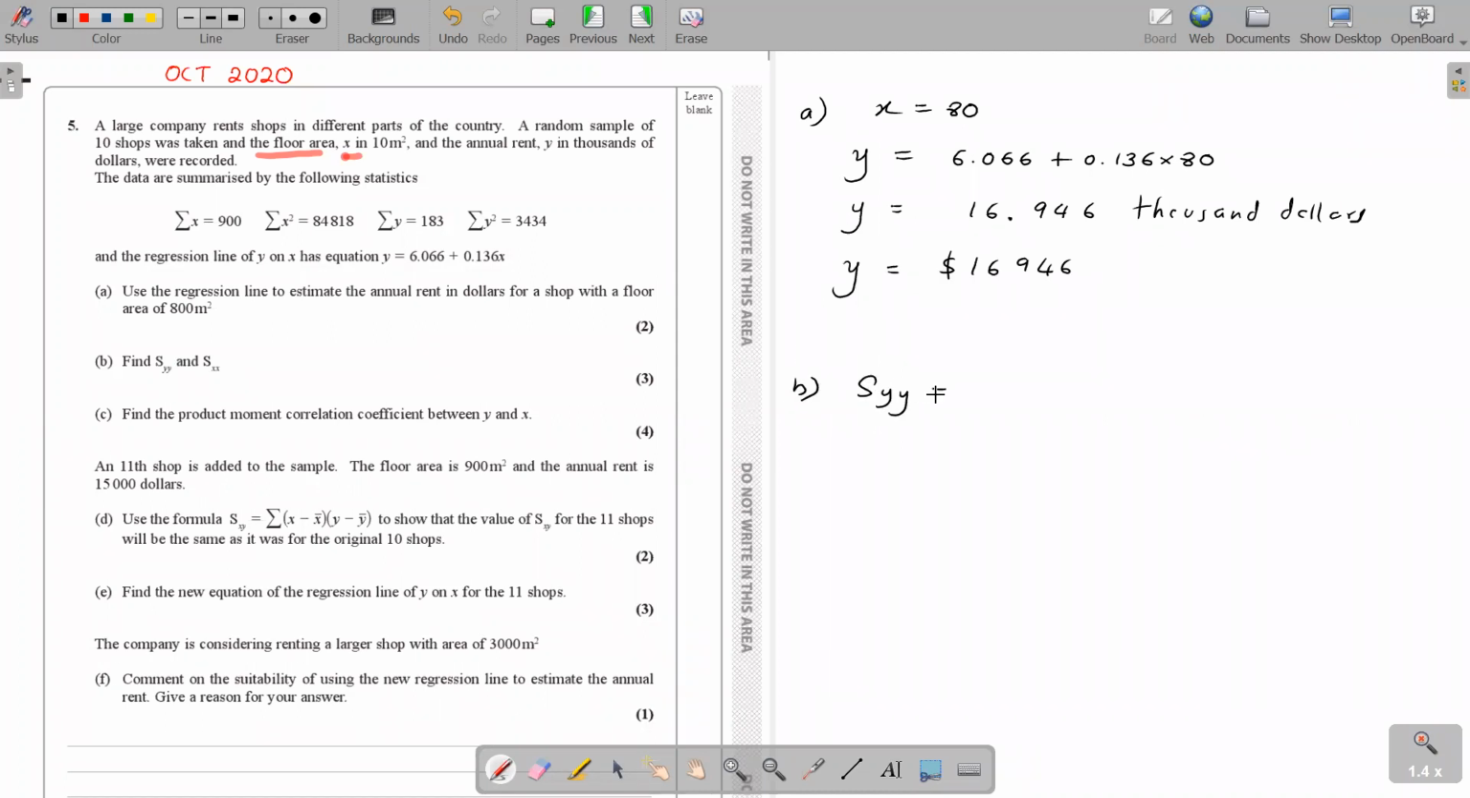The next one, SYY. The SYY equation is sigma Y square minus sigma Y whole thing square divided by N. Sigma Y square is 3,434 minus sigma Y whole thing square, that's 183 square, divided by N. What's our N value? They say a random sample of 10 shops was taken, so they are taking the sigma X, sigma Y from the data values of 10 shops. So N is 10. Can I know the SYY answer? 85.1.